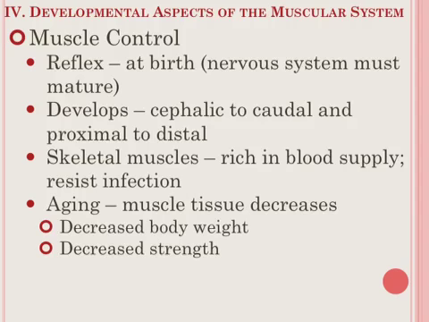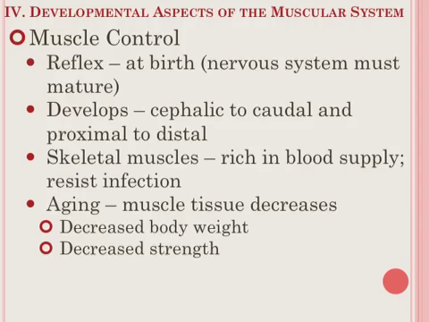Your skeletal muscles are very rich in blood supply, and this makes them more resistant to infection because they're being flushed continuously with not just red blood cells for the oxygen, but also the white blood cells, your eosinophils and your basophils. All of those are going to help fight infection because they're getting a very high amount of constant blood supply. So it helps them to become more resistant to infection.